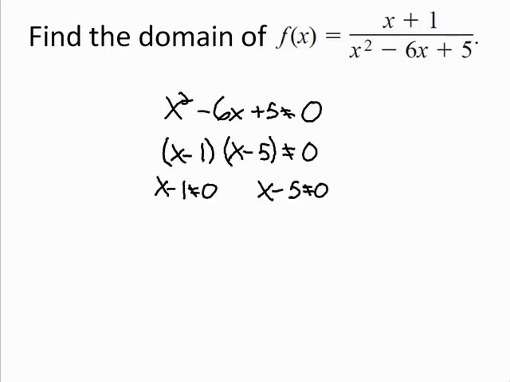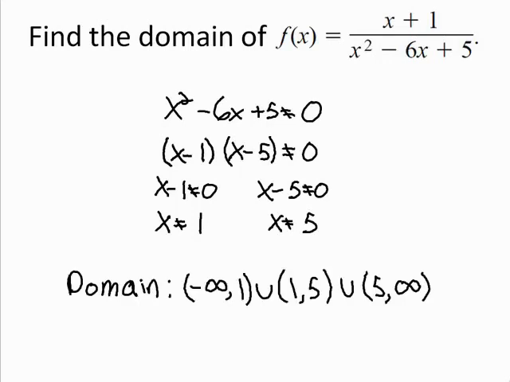x minus 1 cannot be equal to 0, and x minus 5 cannot be equal to 0. For the first one, add 1 to each side. x cannot be equal to 1. For the second one, add 5 to each side. x cannot be equal to 5. So the domain of this function is negative infinity to 1, 1 to 5, and 5 to infinity.